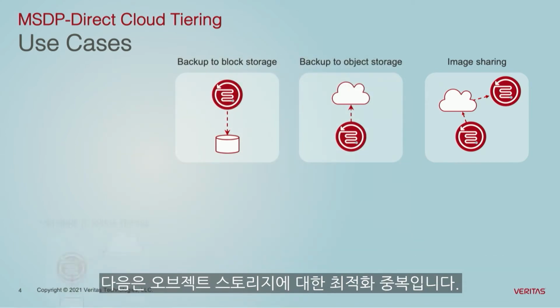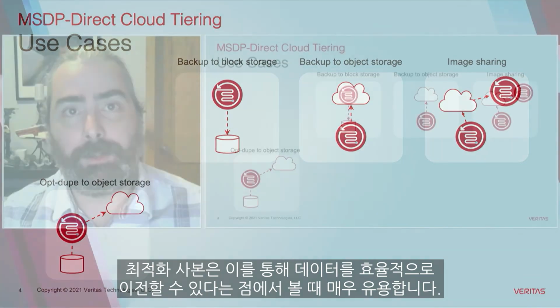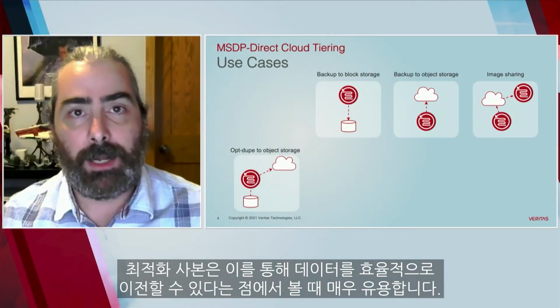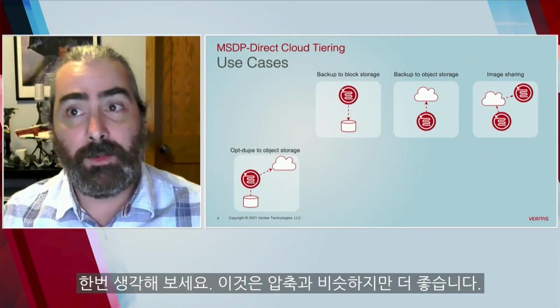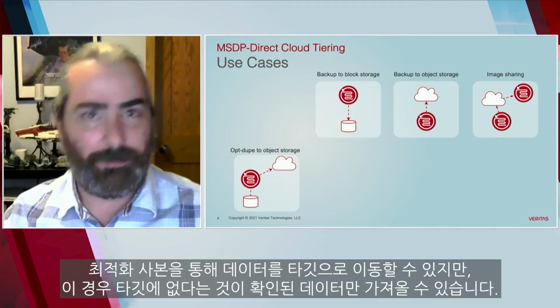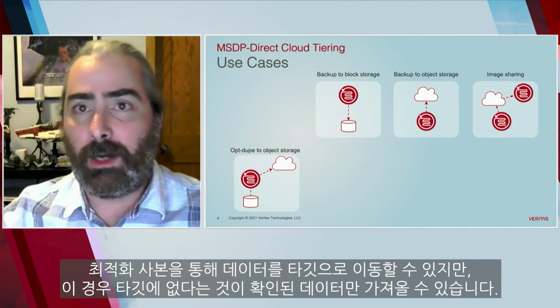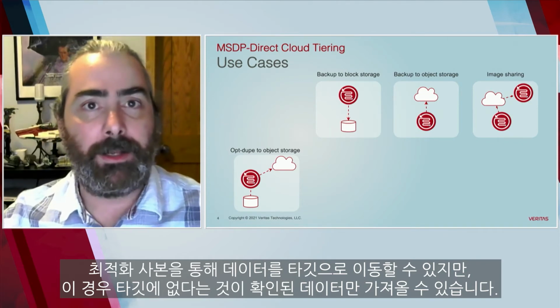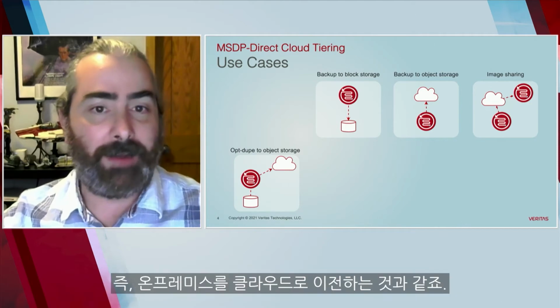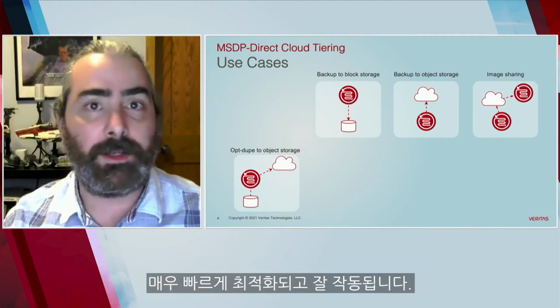Next is opt-dupe to object storage. And this is what I talked about a little bit, is the optimized copy is super useful because it allows you to move the data as efficiently as possible. Think of it like compression, but even better. And so it allows you to move data to a target, but you're only going to send things that the target knows it doesn't have. And so this is like on-prem going to the cloud. It's optimized, it's very fast, and it works very well.